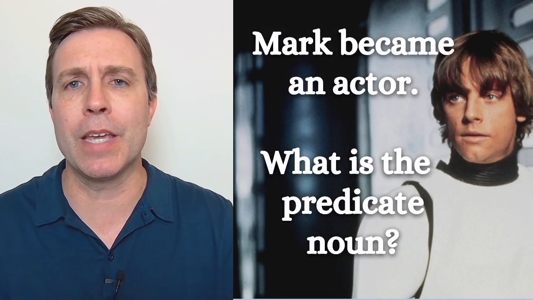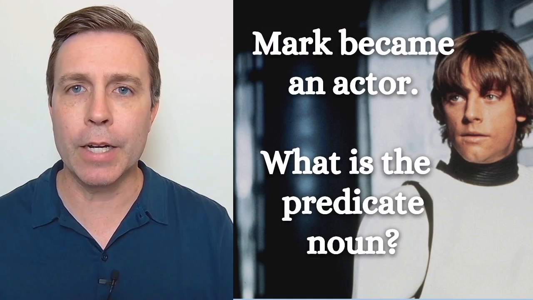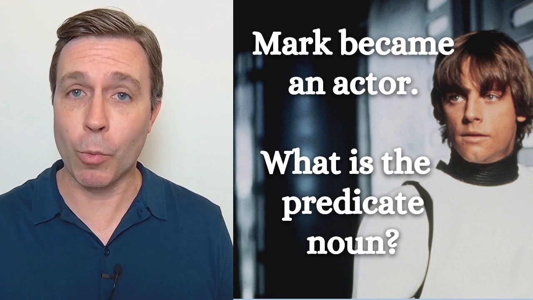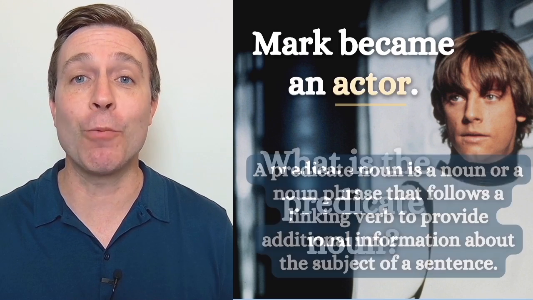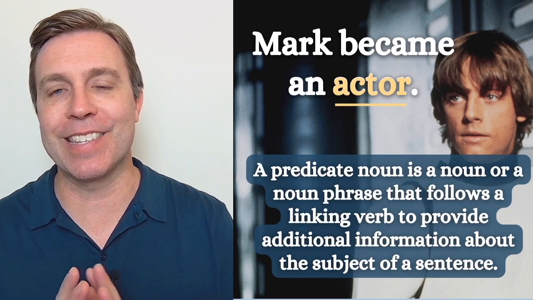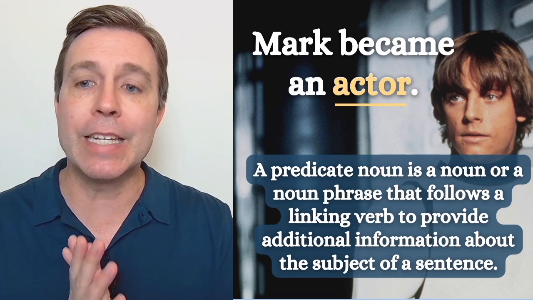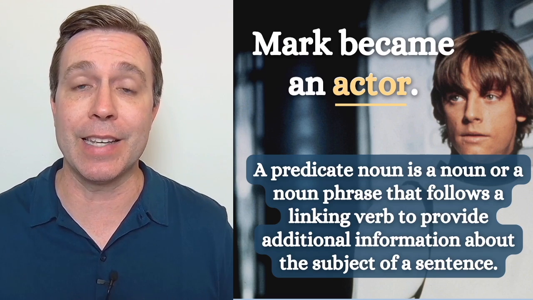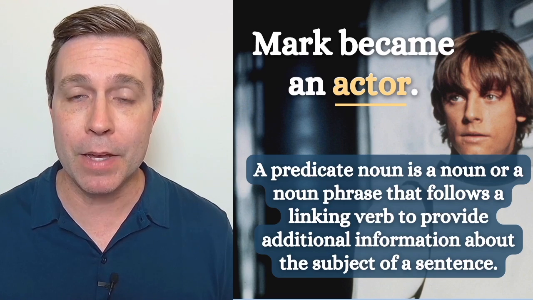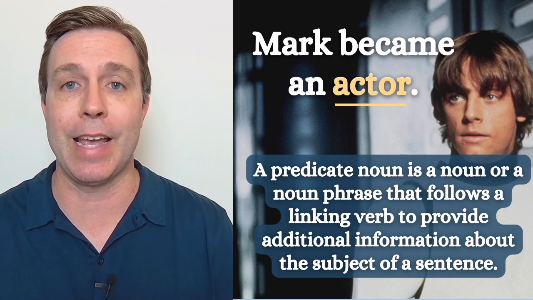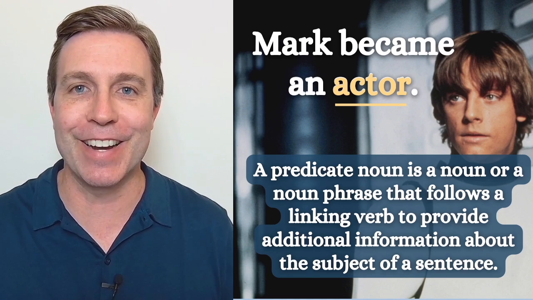And I want you to tell me, what is the predicate noun when you have this sentence right here? Mark became an actor. So there are 4 words in the sentence. One of these words is a predicate noun, and that word is the word actor. So a predicate noun is a noun or a noun phrase that follows a linking verb to provide additional information about the subject of the sentence. In this case, the subject of the sentence is Mark. Our linking verb became, and that means the predicate noun is actor. And in case you're wondering, we're talking about Mark Hamill, that is who is pictured right there from the movie Star Wars.